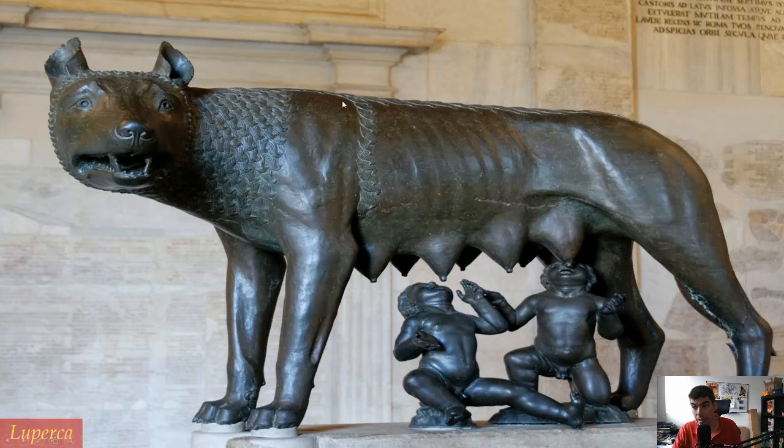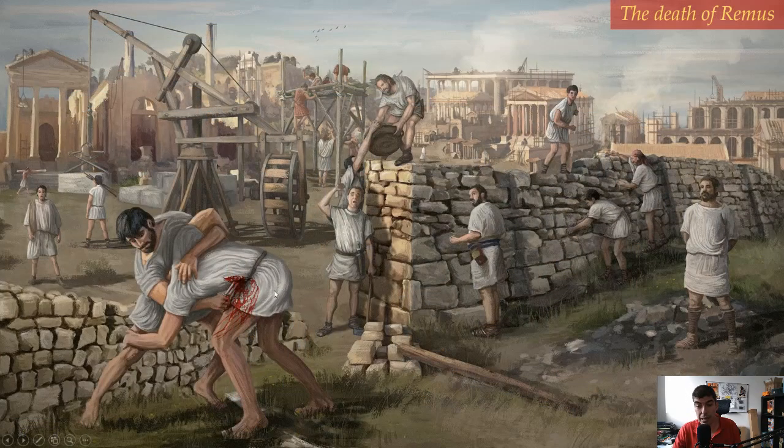Okay, this is la Luperca, the she-wolf who raised them, Romulus and Remus here. And this is the argument they had while they were building the city, and Romulus stabbed Remus and killed him.